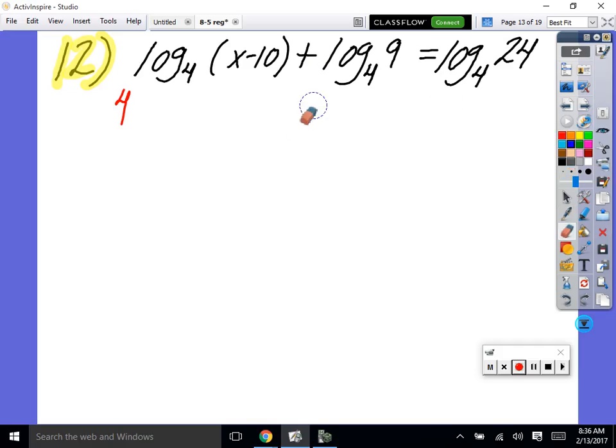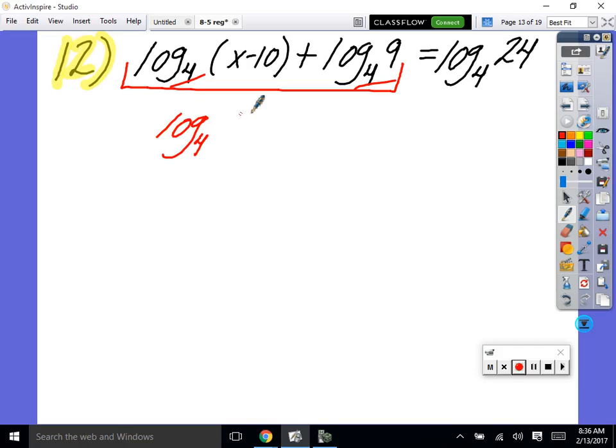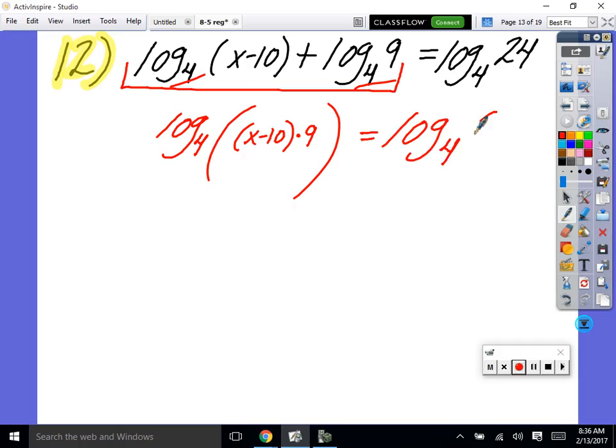So what we've got to do first is focus on each side of the equation and get only one logarithm. Well, nice. This is log to the base 4, log to the base 4. So can we write it as one log to the base 4? So let's do that. Log to the base 4 of, when you add, you multiply. So it would be (x minus 10) times 9. So we've rewritten it as one logarithm, equals log to the base 4 of 24.